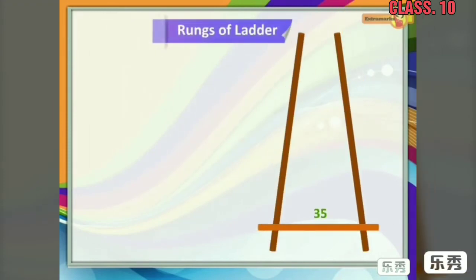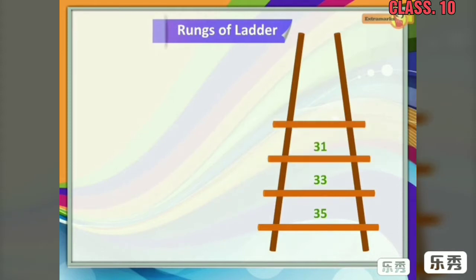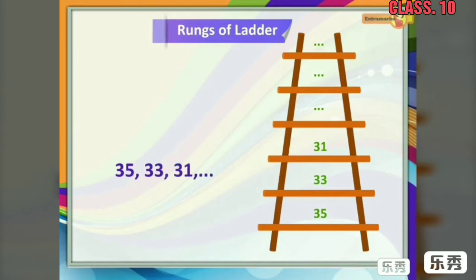In the game of ladder, the length of the rungs decreases uniformly by 2 cm from bottom to top. The lengths of the rungs from bottom to top are 35, 33, 31, and so on.